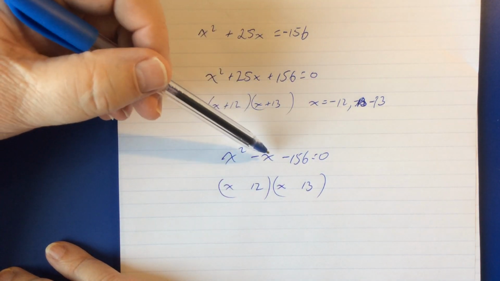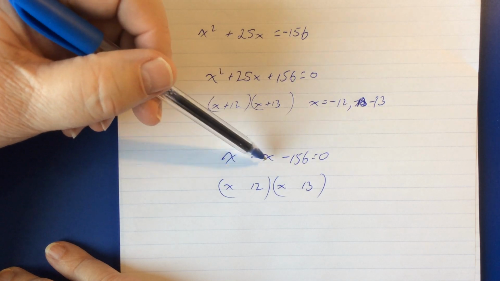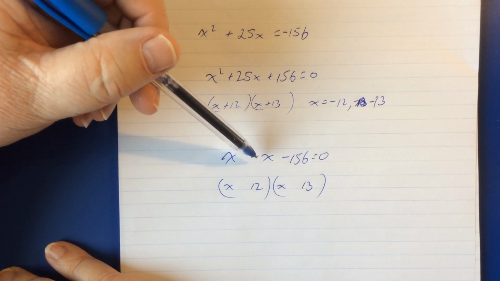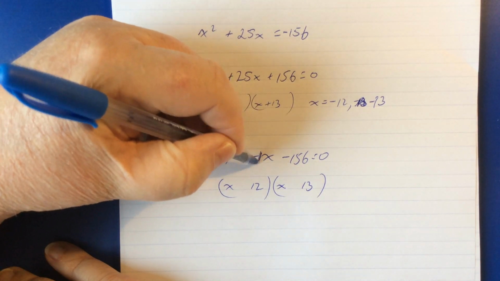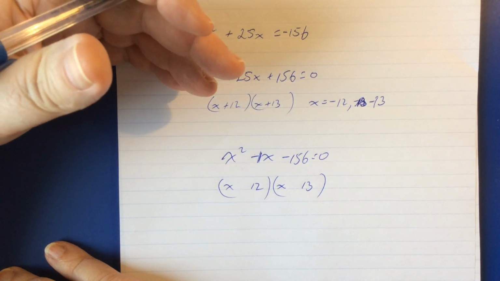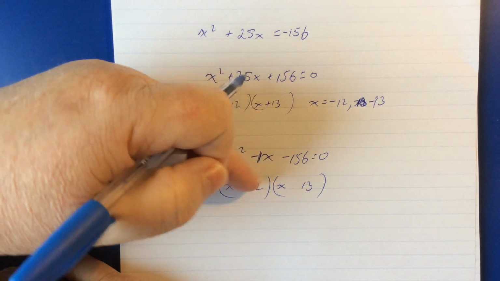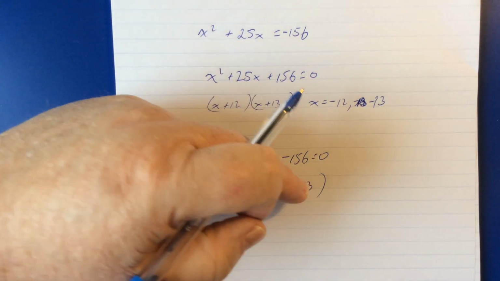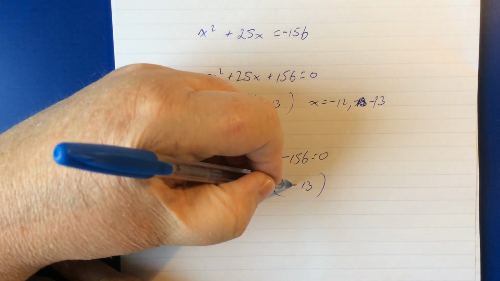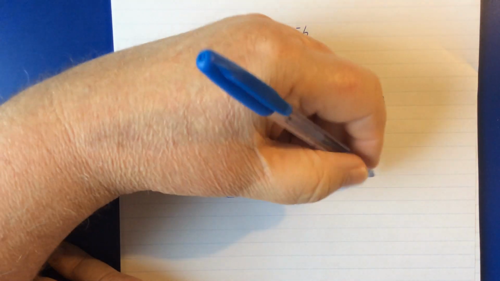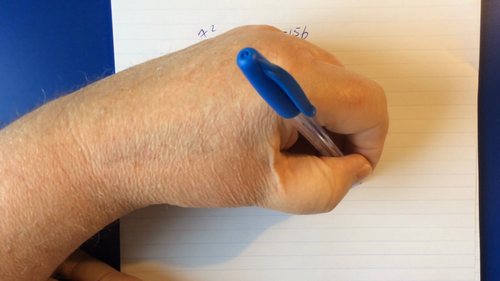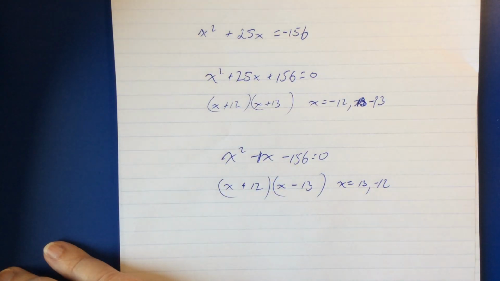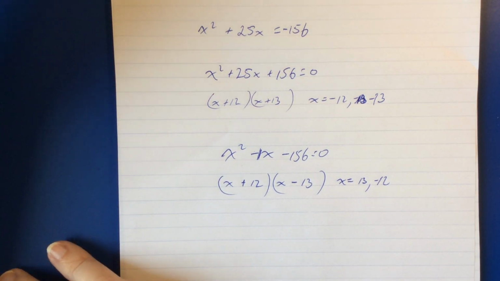The question is which is positive and which is negative. We want -1. I'll put a -1 there so it's really obvious. We've got a negative here, so one of these must be negative. How do we get -1 when we combine 12 and 13? Well, the answer is there. And so x is equal to 13 or -12. And my handwriting's improving, obviously.